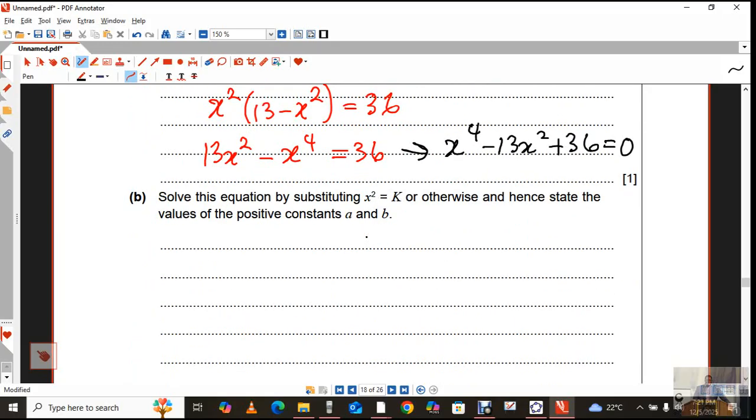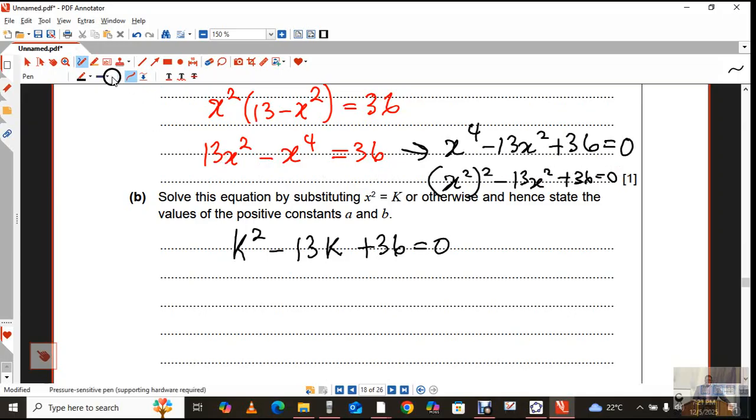Right now, if you want to use k, you can go ahead and use k. Maybe I should write that down. So that will be k squared minus 13k plus 36 equals 0, because this x to the power 4 is like x squared squared. You with me? Okay. Here I've replaced it with a k, and here I've replaced it with a k. That's basically what that means.